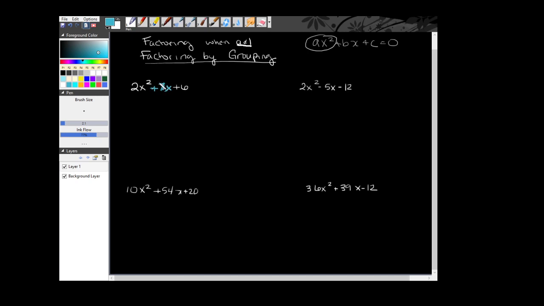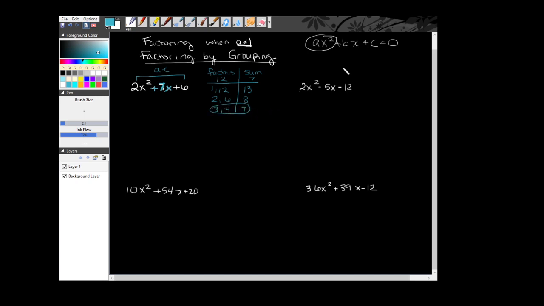So I need to go through and find the factors of a times c. Here's a, here's c, so I'm going to multiply those together and get 12. So I'm going to find the factors of 12 that, when I add them together, or when I find their sum, add up to that b term, which is 7. So when I think about 12, I think about 1 and 12, 2 and 6, and 3 and 4. When I add these together, 1 plus 12 is 13, 2 plus 6 is 8, and 3 plus 4 is 7.